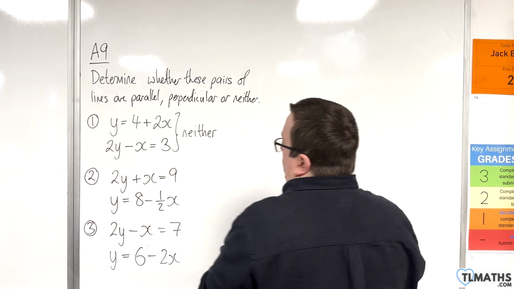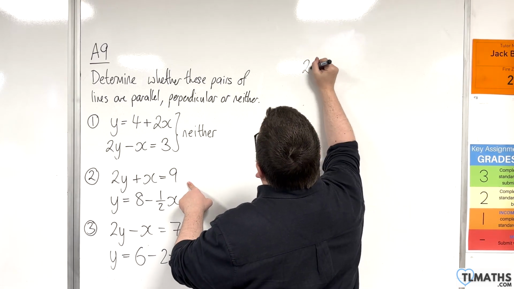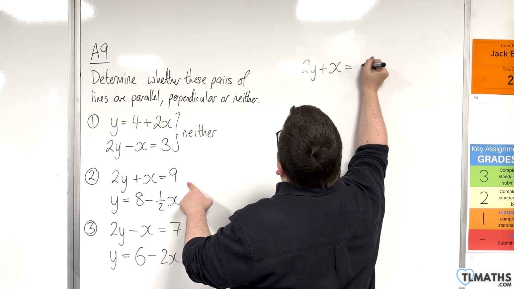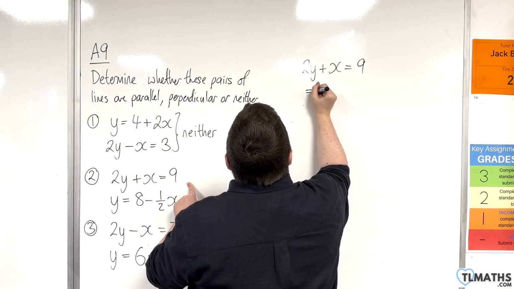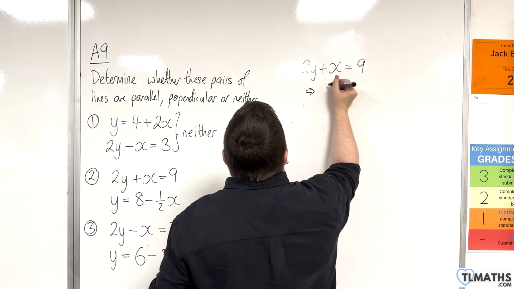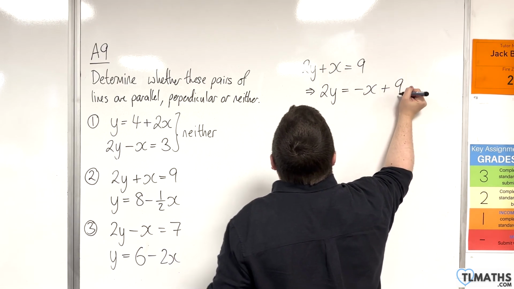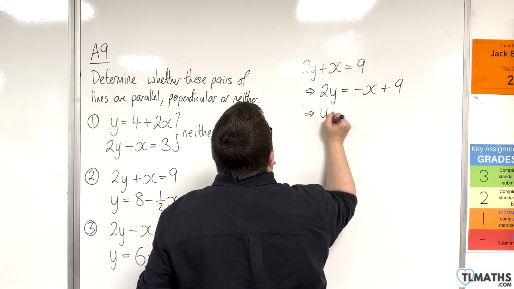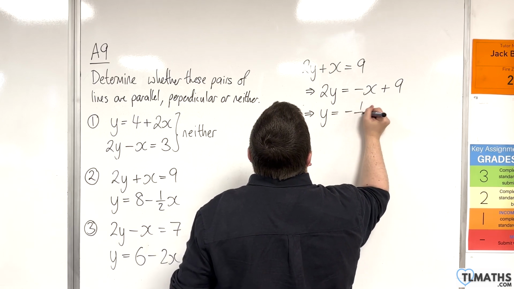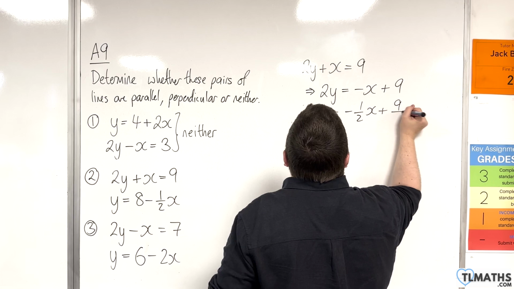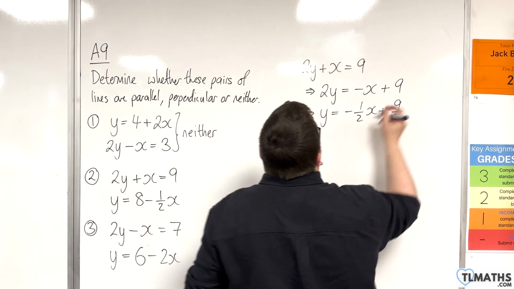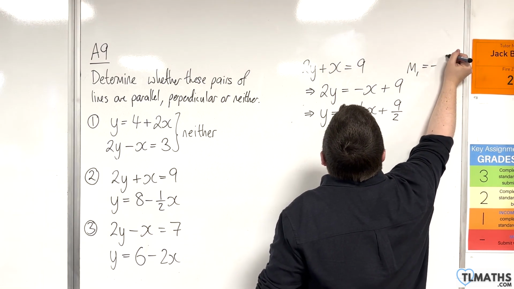Okay, let's have a look at number 2. So we have 2y plus x is equal to 9. So let's rearrange this. We'll subtract x from both sides first, and I'll choose to put it before the 9, and then divide through by 2. Y is equal to -1/2 x plus 9/2. So the gradient here of the first line is -1/2.